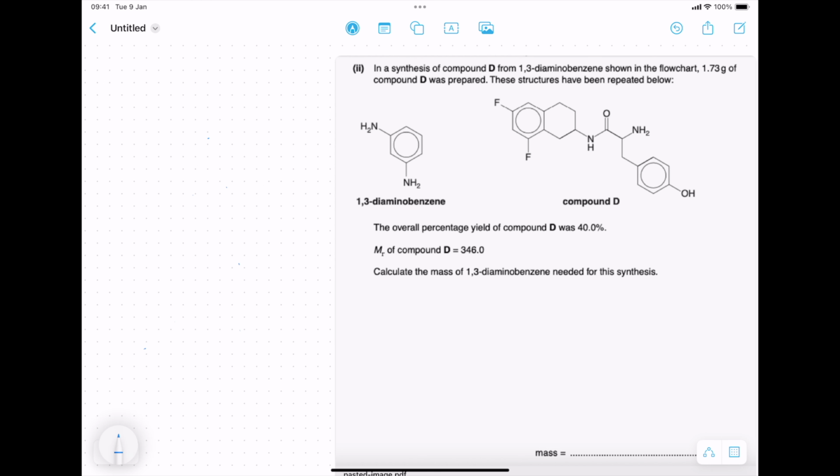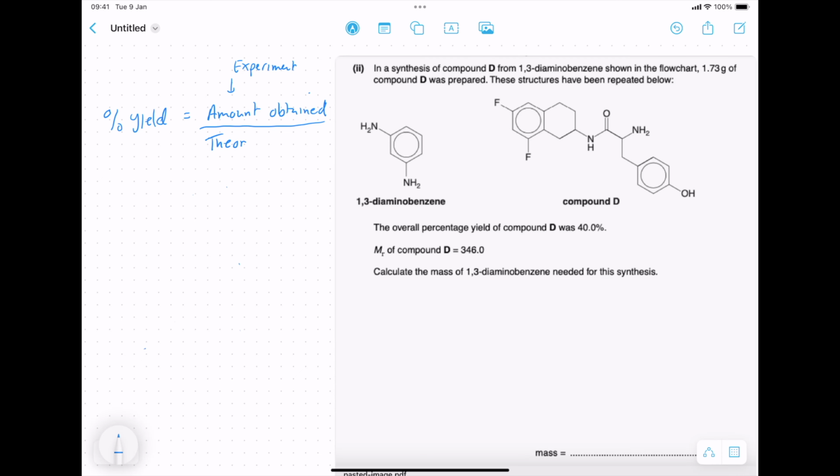So before we take a look at the question, let's recap the percentage yield formula. Very simple, right? The percentage yield, yield being the amount of product, is equal to the amount obtained, whether that's in grams, kilograms, or moles. That's what you get in the experiment, basically. So how much is obtained in the experiment divided by the theoretical amount.